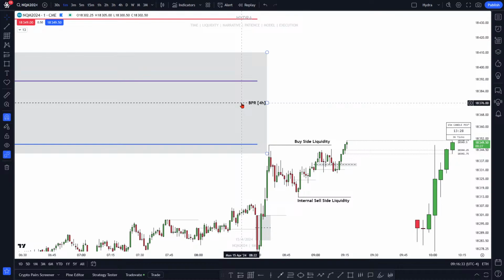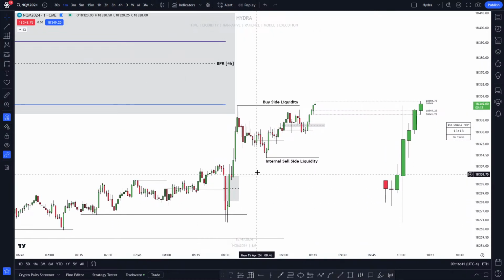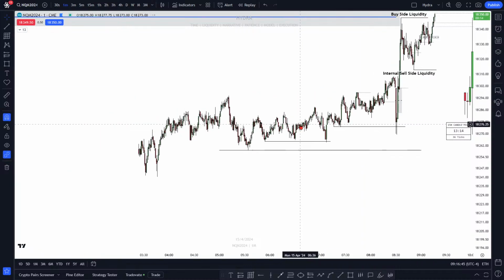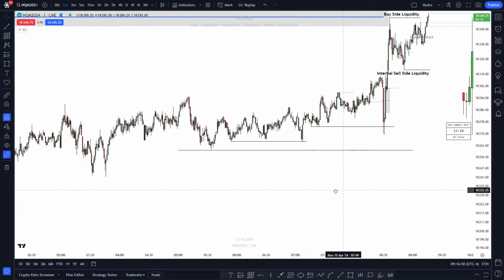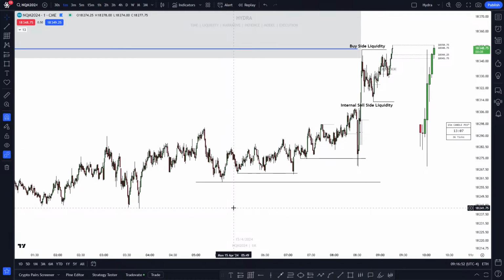SCB from hourly chart. They are also staying at premium, right? So that's why. And we have trendline liquidity staying down here, multiple sell side liquidity, a lot of relative equal lows. So we'll see what price does.